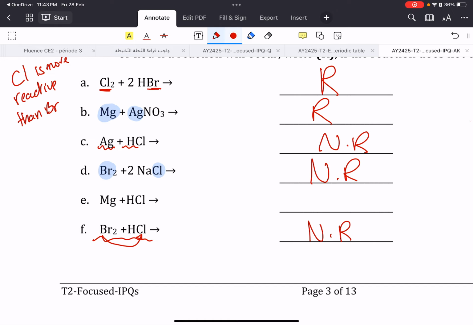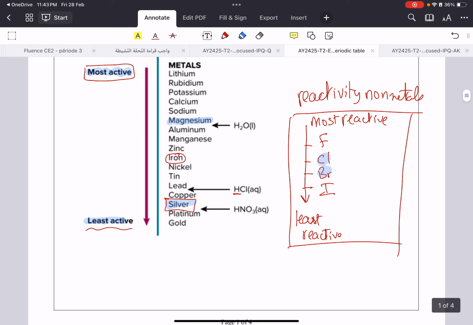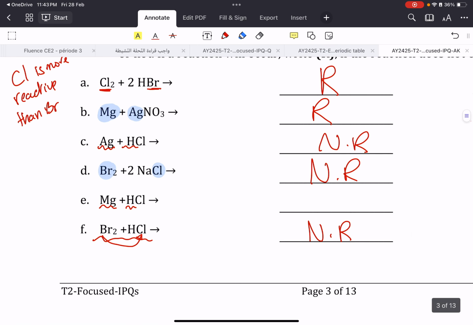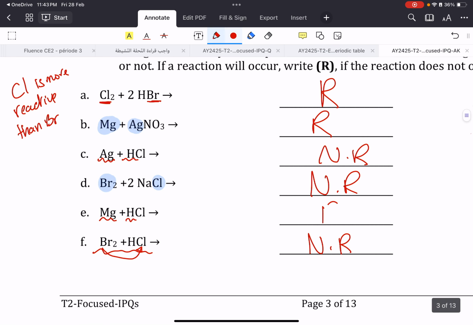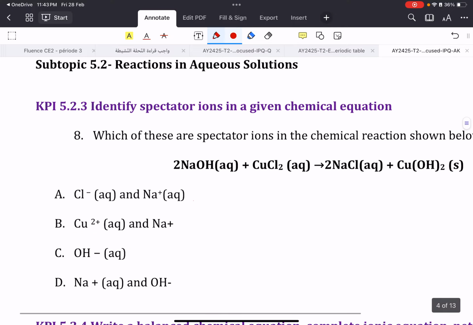Now, finally, the last question, can magnesium replace H in HCl? Here's magnesium, and here's H in HCl. So magnesium is higher, so the answer is yes, there is a reaction. Let's move on with our practice sheet.